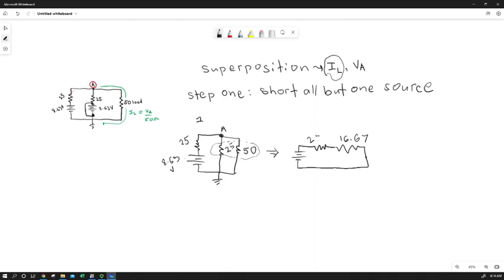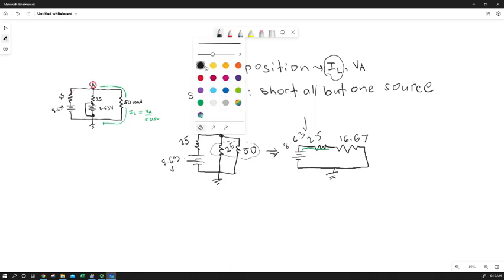And I still have my 25, and here's my ground, and 8.63 volts. So my current coming out of that source and coming through the 25 ohm resistor, and last but not least, let's keep point A marked. That becomes real important.